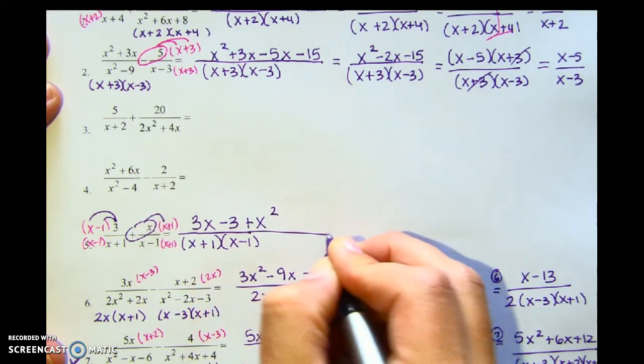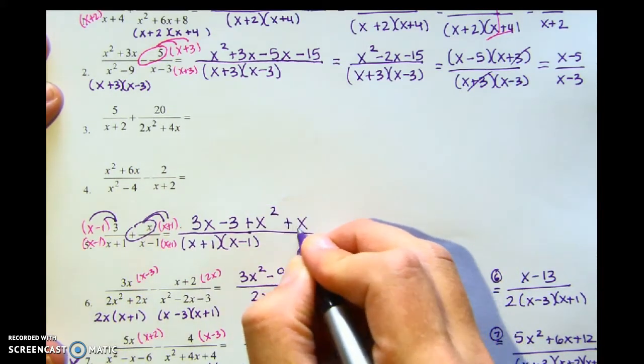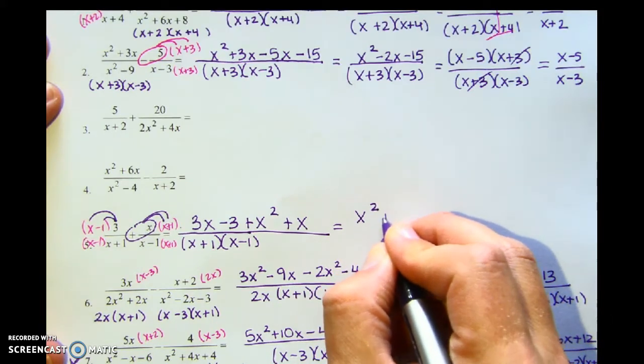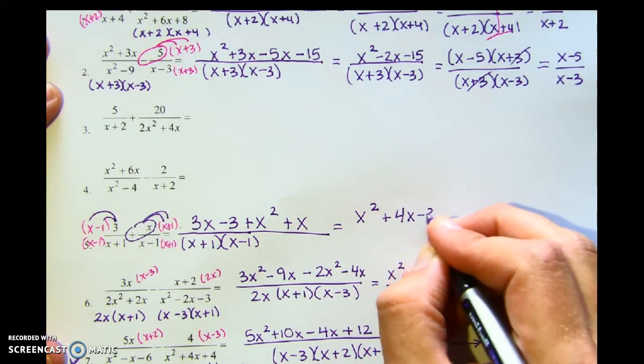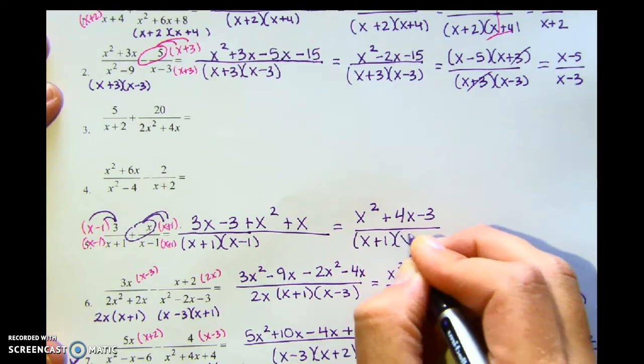X times x, x squared. Positive x times 1. Okay, it's all out of order. I don't like that. x squared plus, how many x's? 3 and 3 plus 1? 4. Minus 3. x plus 1, x minus 1.